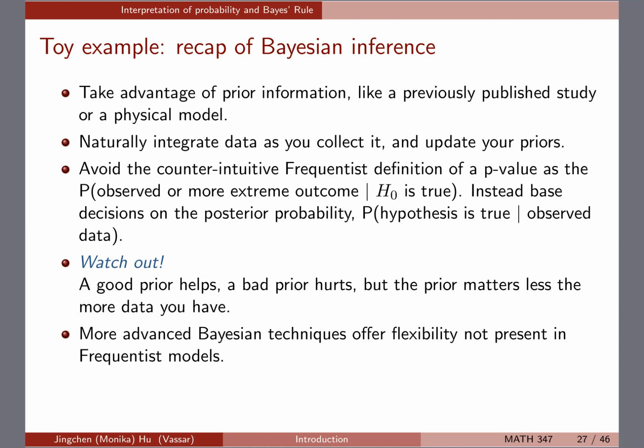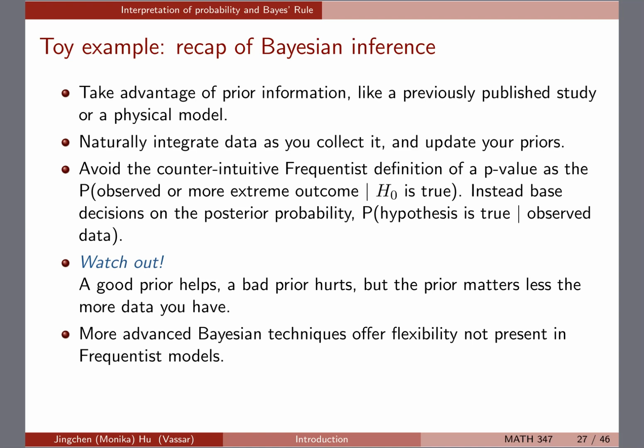However, for Bayesian inference, remember we start with the probability of a hypothesis, that's the prior. Then we integrate data, and the posterior is a conditional probability, which is more intuitive, at least to me: given that you observe this set of data, what's the probability that the hypothesis is true? So you're really making a statement about the probability of the hypothesis, not the other way around.